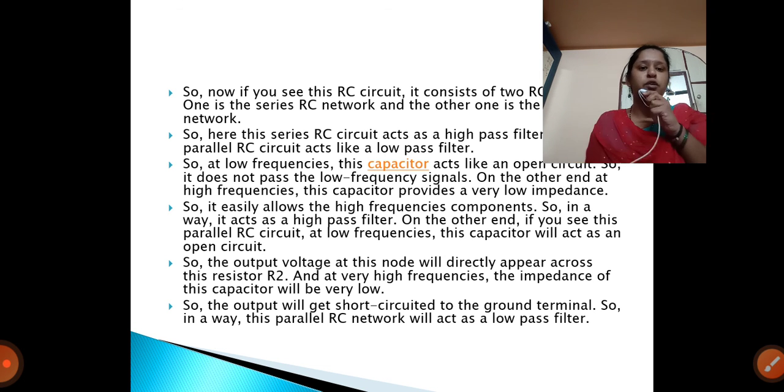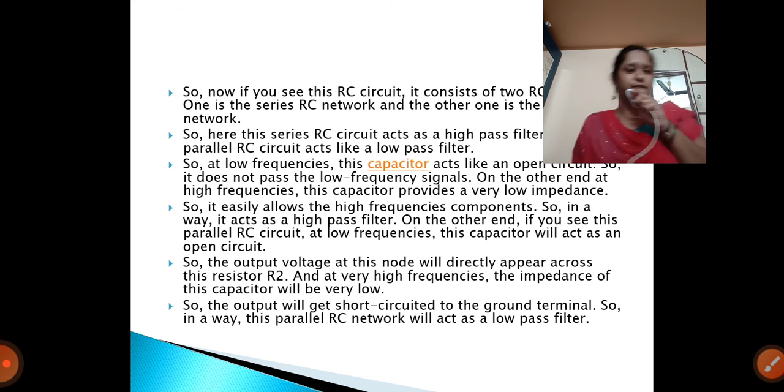The output voltage at this node will directly appear across this resistor R2, and at very high frequencies the impedance of this capacitor will be very low. So the output will get short circuited to the grounded terminal. So the parallel RC network acts as a low pass filter.